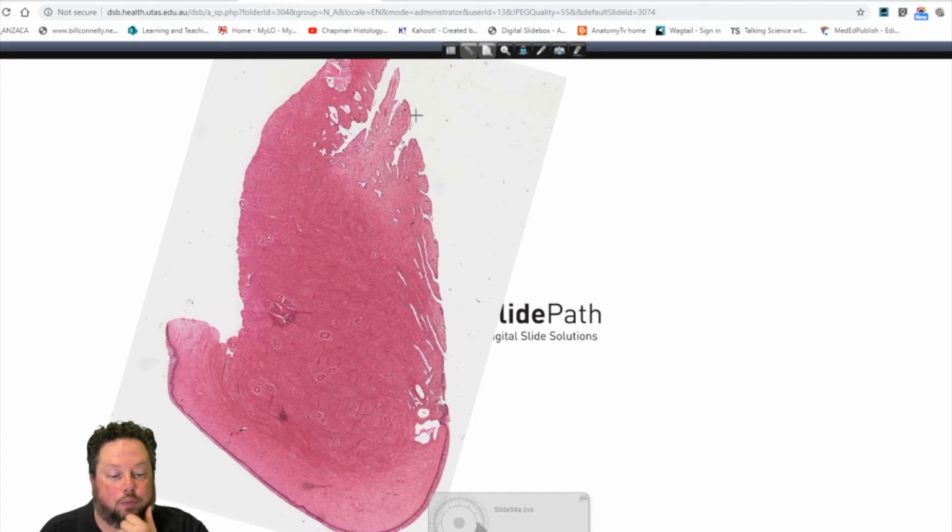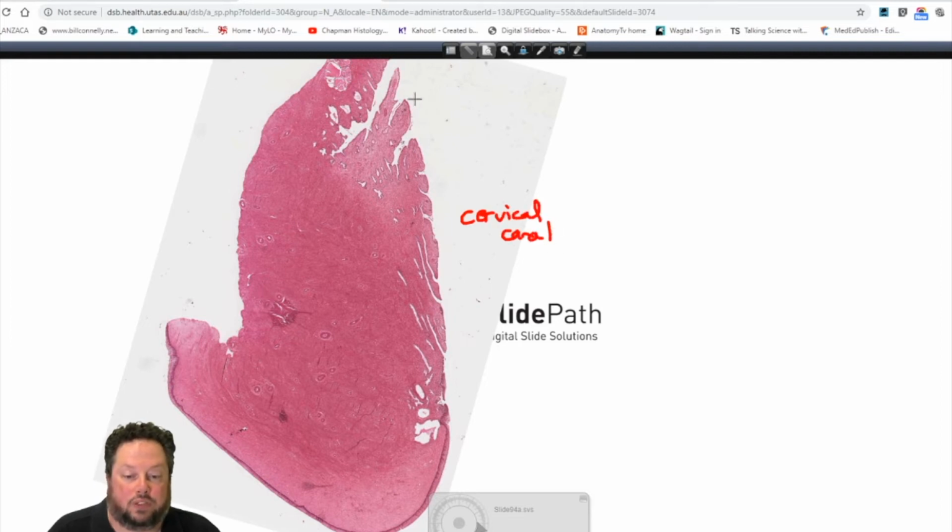So, to put it into context, the cervical canal would be here, and we can divide the cervix into a junction here. This region here is known as the endocervix, and then from here we have the ectocervix.